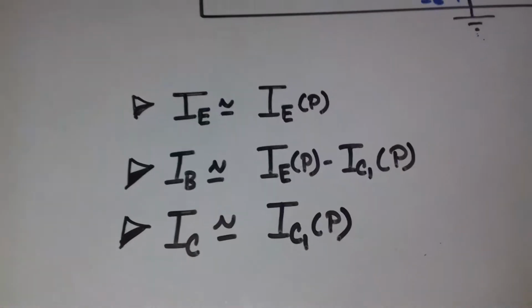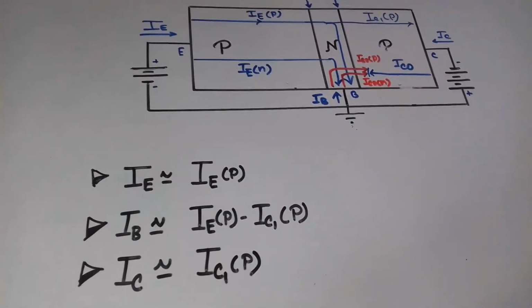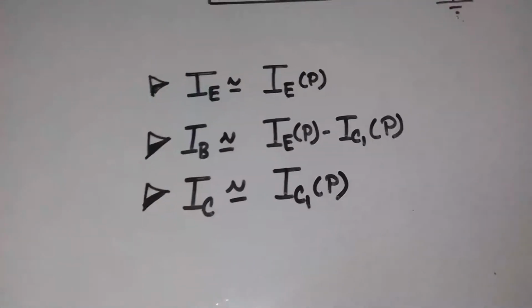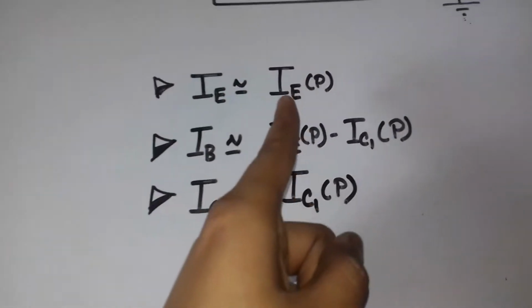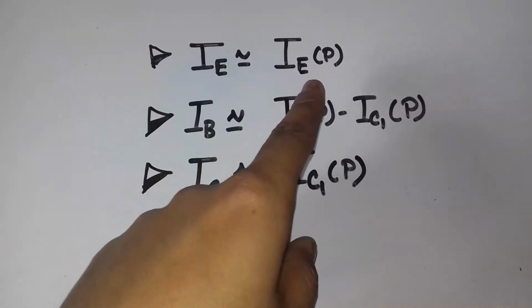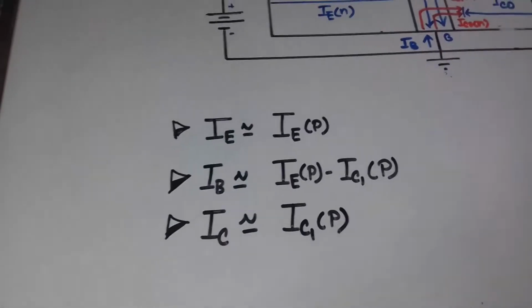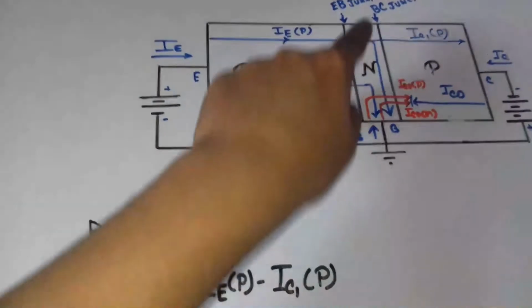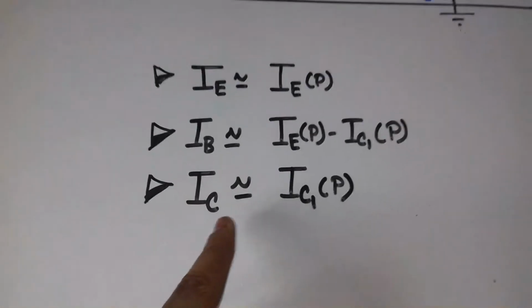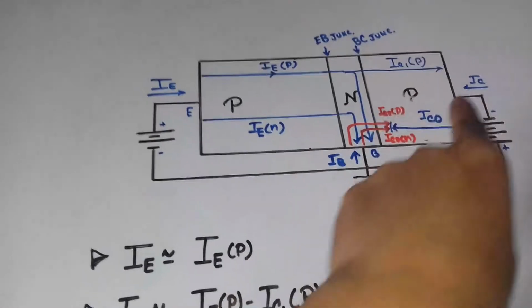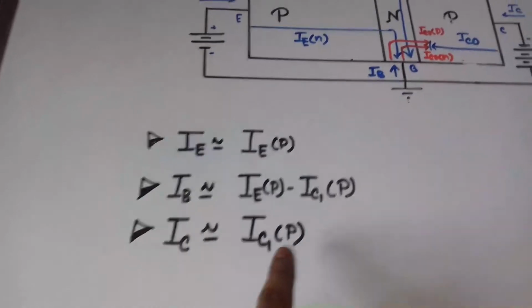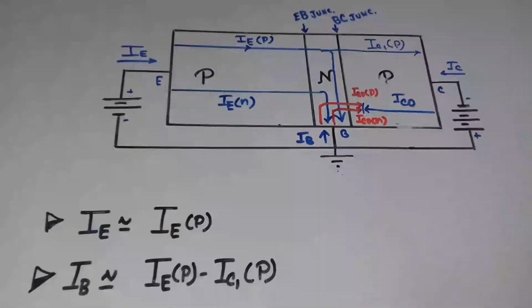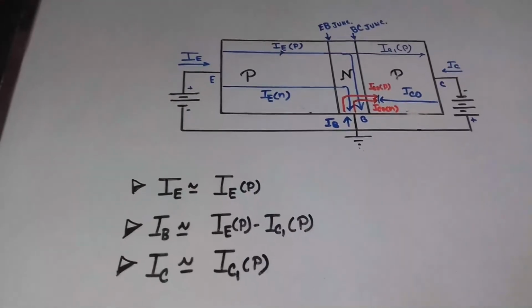So taking some approximations and neglecting the currents which are constituted by the Ns, that is the electrons, we can say that the emitter current is almost equal to IEP. The base current is almost equal to IEP minus IC1P, which will give this current component, and the IC is almost equal to IC1P. I am considering only this IC1P because this IC1P is much greater than the reverse saturation current, that is the ICO. So that's all about the current components.